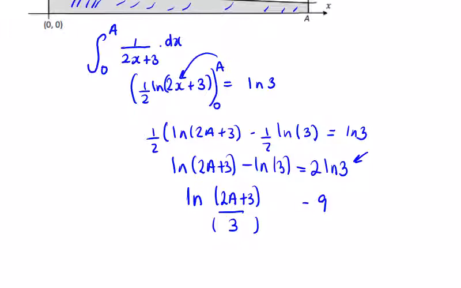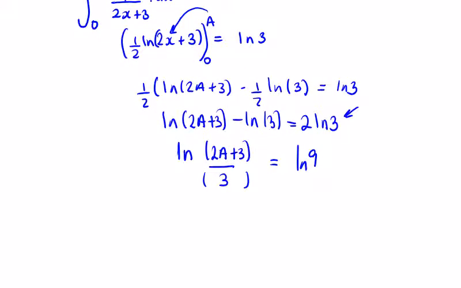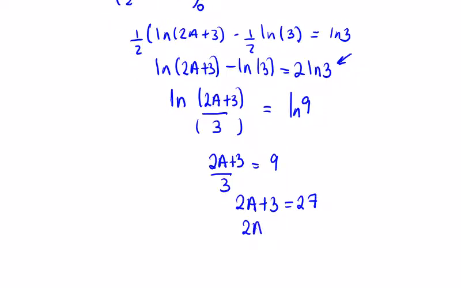Sorry, I left my ln out here. Twice ln 3 is the natural log of 3 squared, the natural log of 9. So now I can equate my two parts. So 2a plus 3 over 3 is equal to 9. So 2a plus 3 is equal to 27. 2a is 24. So a is equal to 12.